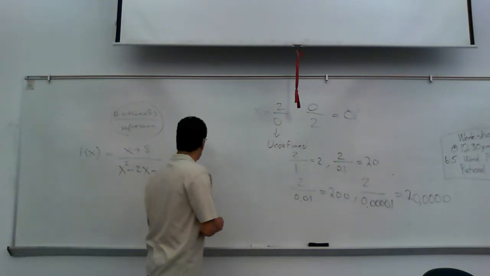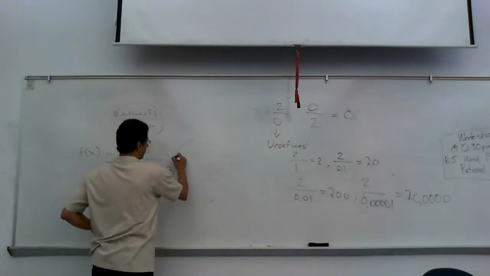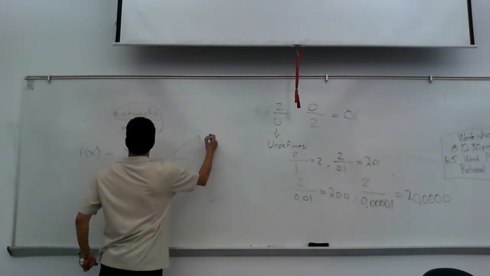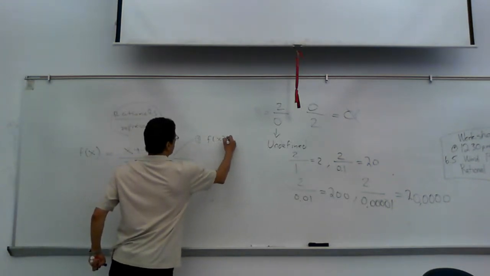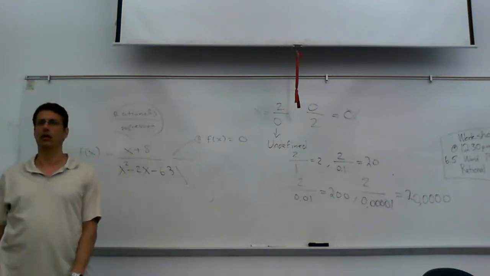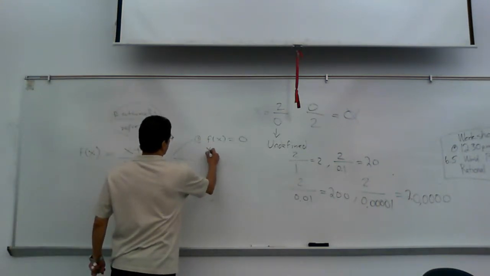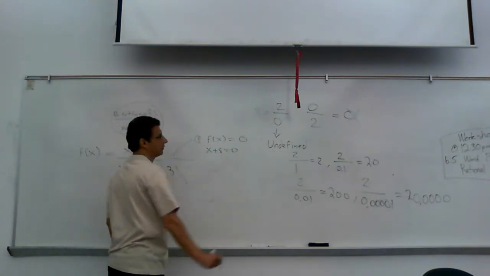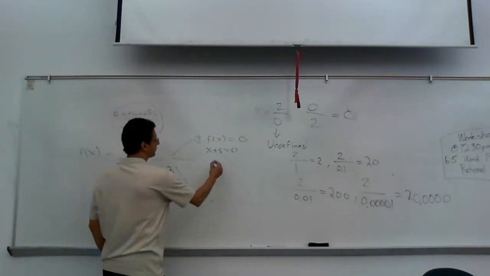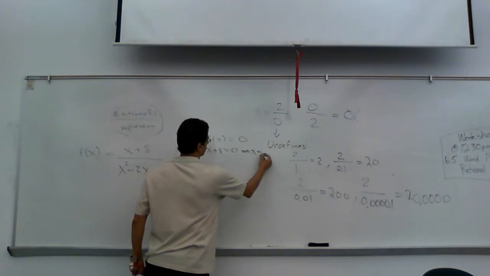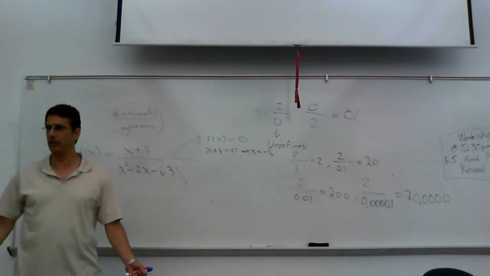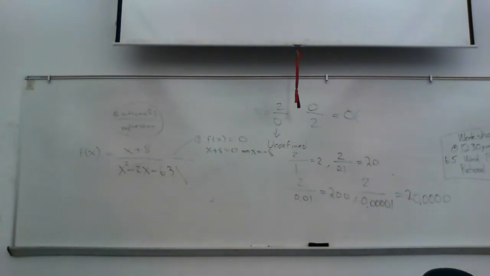So, if I ask the question, number 1, f of x is equal to 0, give me the answer. You say, I set it equal to 0, and therefore x plus 8 is 0. So x must be what? Does that make sense to everybody? So if a fraction is 0, it can only be 0 when the top is 0, we're done. Finished.